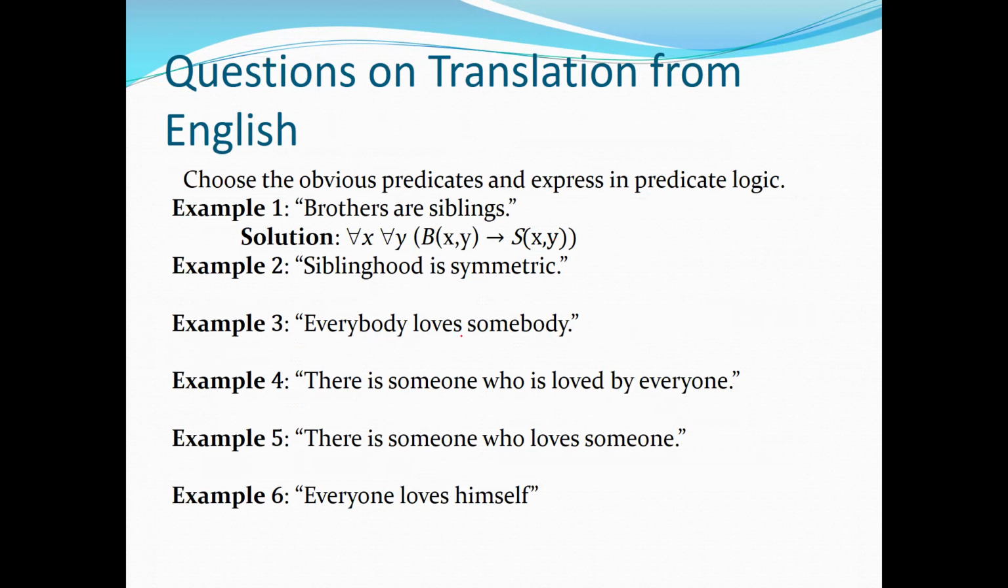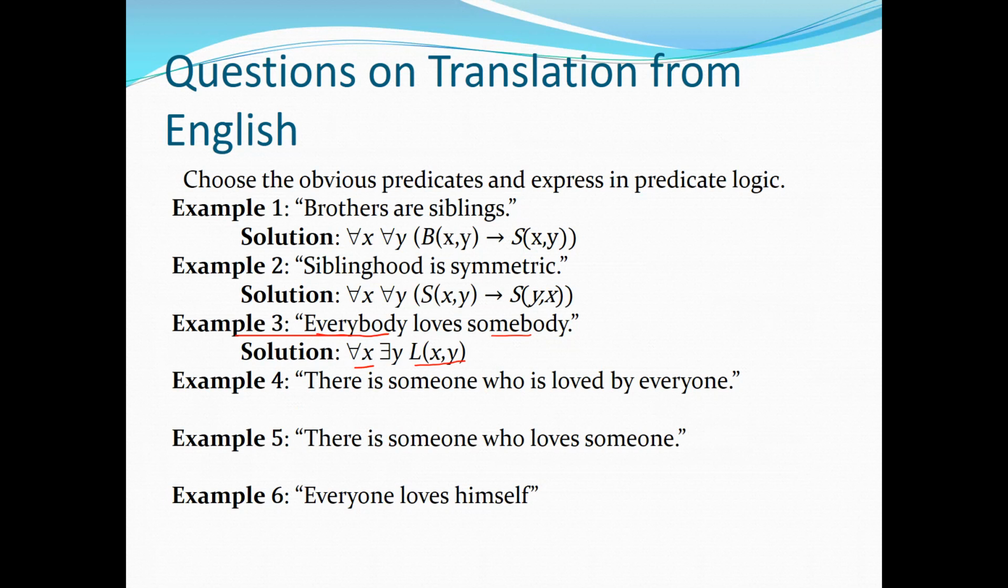Siblinghood is symmetric. See how we can represent this statement as a logical expression using quantifiers. Symmetric means for all x, for all y, if x and y are siblings, then y and x are also siblings. So that means they are symmetric. Everybody loves somebody. How can we represent this? Everybody means for all x, there exists some y such that L of x comma y, x loves y.